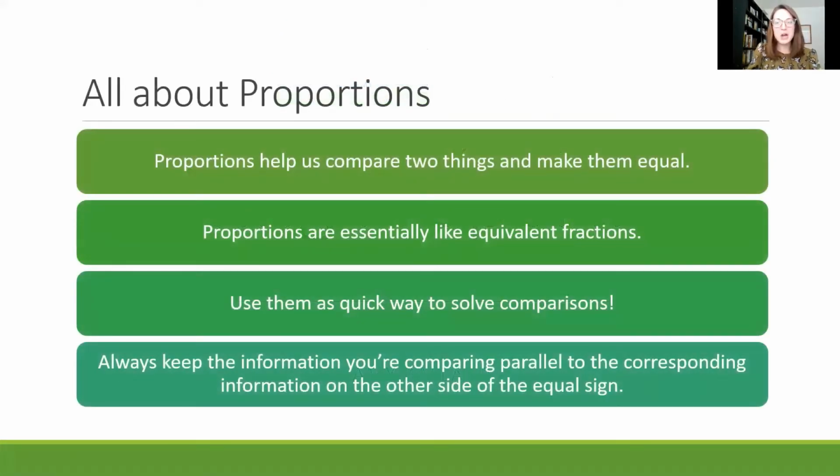So first, let's start by talking all about proportions. Proportions help us compare two things and make them equal. Essentially, we're trying to see two equivalent fractions. So you'll see them set up like fractions with an equal sign between them. You can use them as a quick way to solve comparisons by filling in the information. And always you want to keep the information that you're comparing parallel to the corresponding information on the other side of the equal sign. And we'll take a look at what that means in some context here shortly.